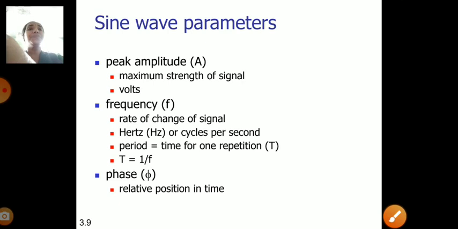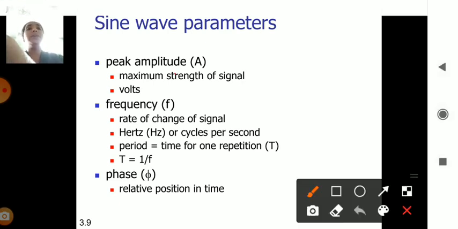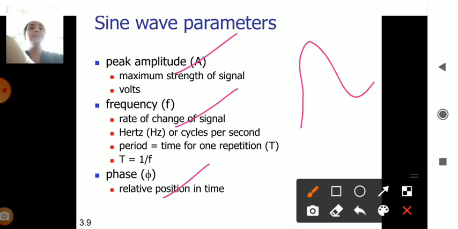Okay, so the sine wave has various parameters. You can check out the peak amplitude, the frequency and the phase. Peak amplitude is nothing but the maximum signal strength. The maximum signal strength is your peak amplitude, and it is calculated in volts.